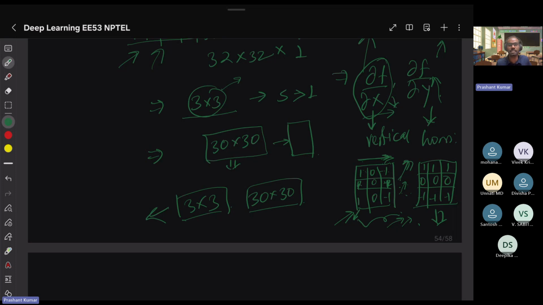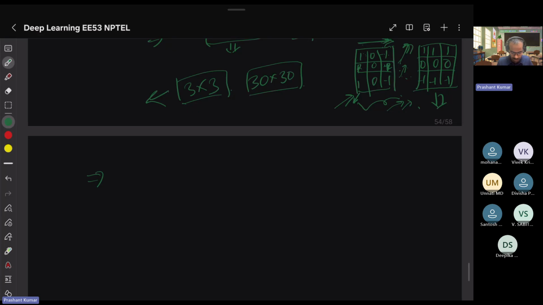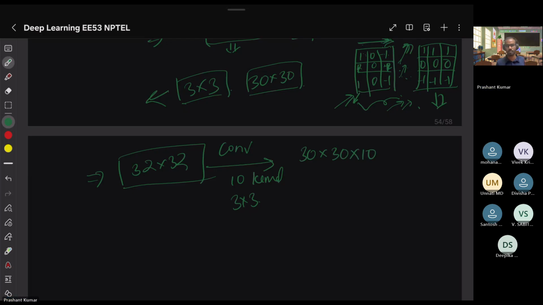Similarly, let's say I have created 10 such kernels. Let's say my input was of dimension 32 cross 32, then I applied a convolution with 10 kernels of dimension 3 by 3, then my output dimension will be 30 cross 30 cross 10. Understandable? No problem, everyone?